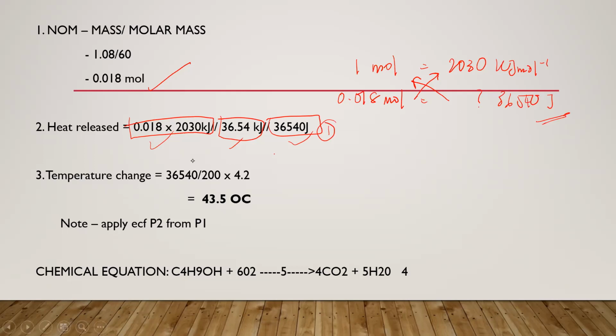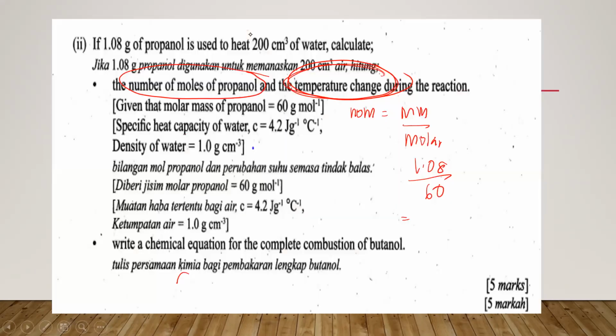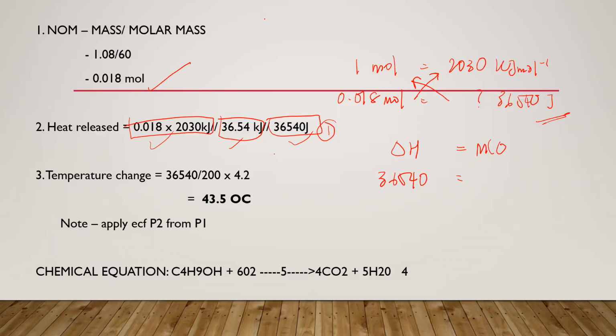Then they want me to give a temperature change. Now, if you want to do temperature change, you must remember it is mc theta. So my heat change is equal to mc theta. I know this is 36540. What is my m? Look at the question again. What is teacher's m here? 200. Okay, so in this particular question, for heat of combustion, your m is different.